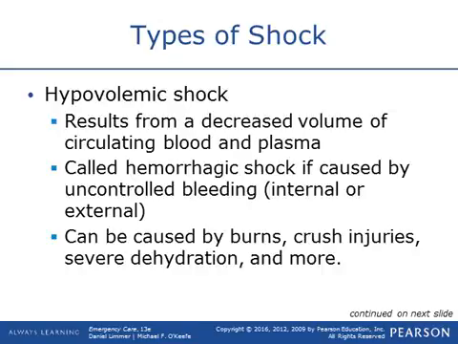Basic types of shock. Hypovolemic shock comes from a loss of volume, whether blood and or plasma. It's called hemorrhagic shock if that hypovolemia is caused by blood loss. This can also be caused by burns, crush injuries, severe dehydration, such as the elderly patient who has very bad nausea, vomiting, and diarrhea, and multiple other types of instances.